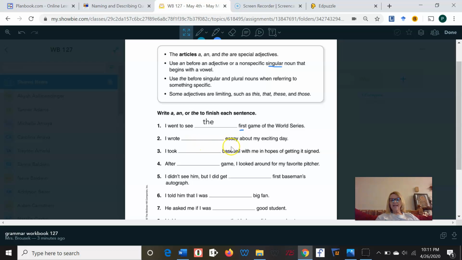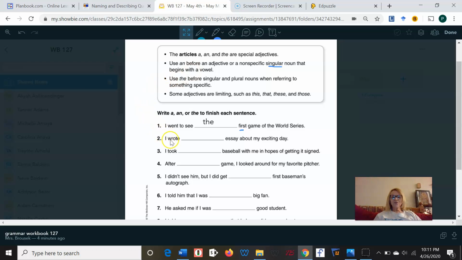I wrote blank essay about my exciting day. So we have to look at the word that we see following our blank, and we have the word essay, and it begins with an E. So again, we have two choices. We can use, again, we see an E, so we're going to go up to our bullet, and we can use an with any word that begins with a vowel and a singular noun. We can use the with vowels and consonants and with singular or plurals. Okay, but I don't want you using the all the time today.